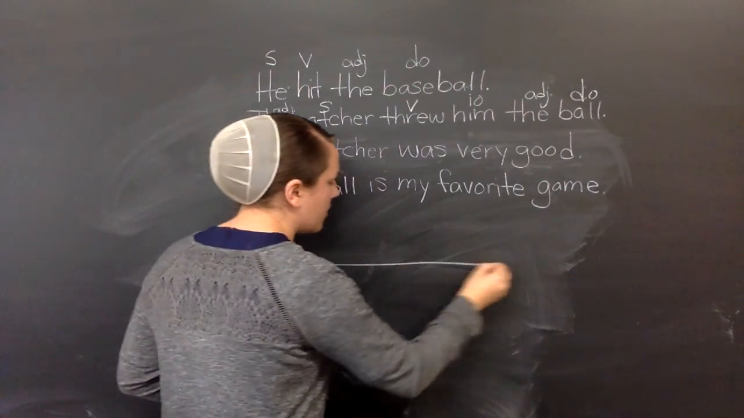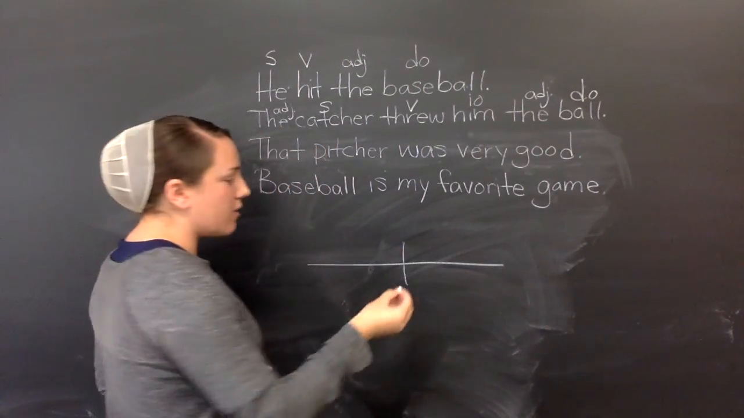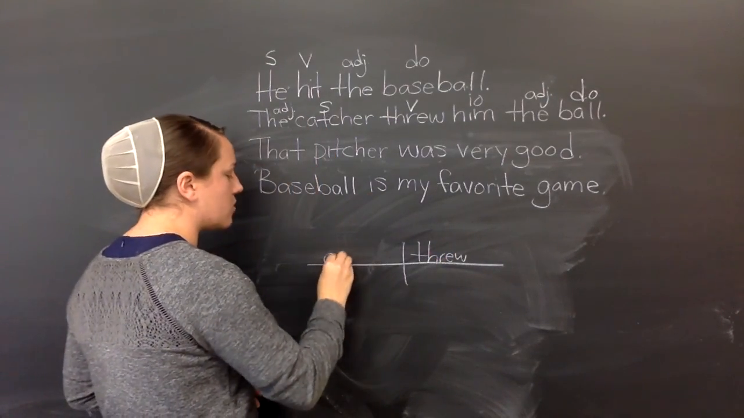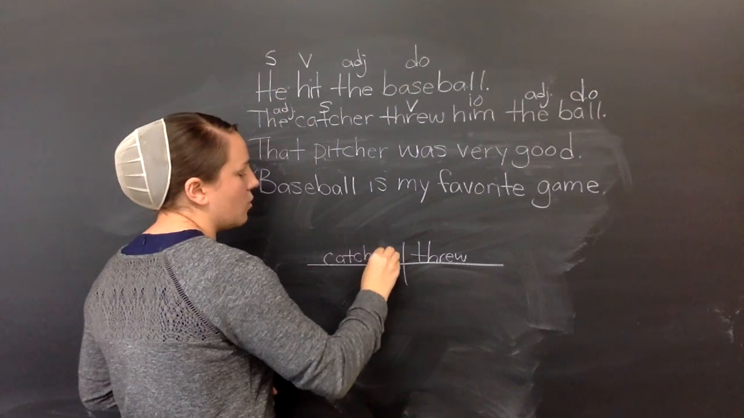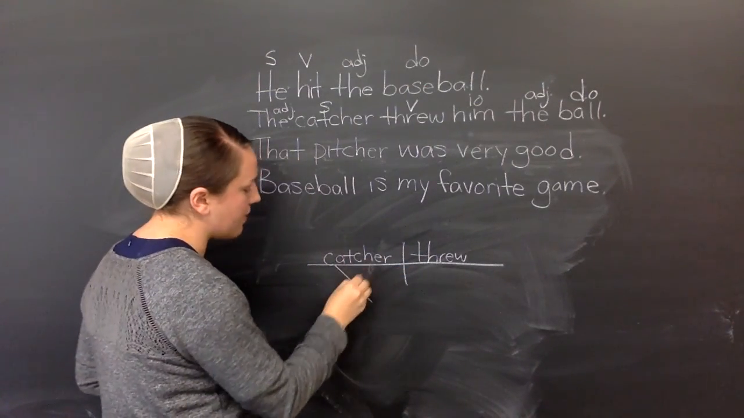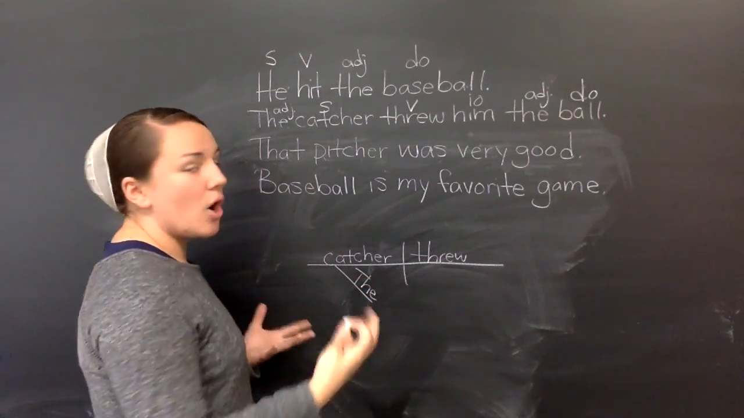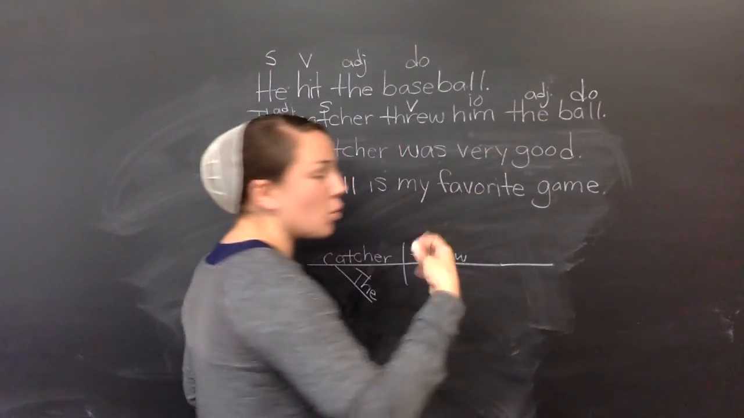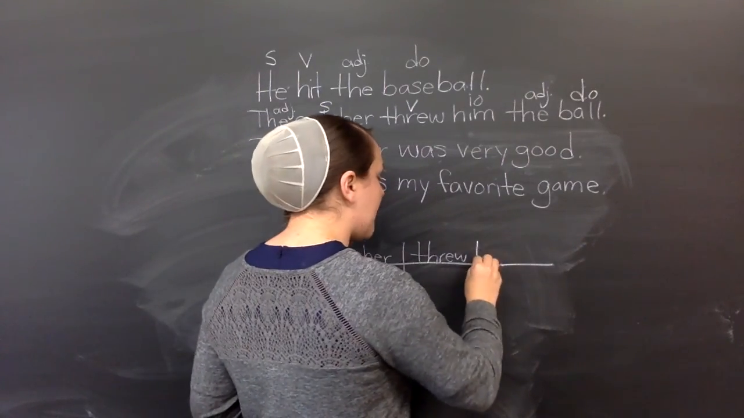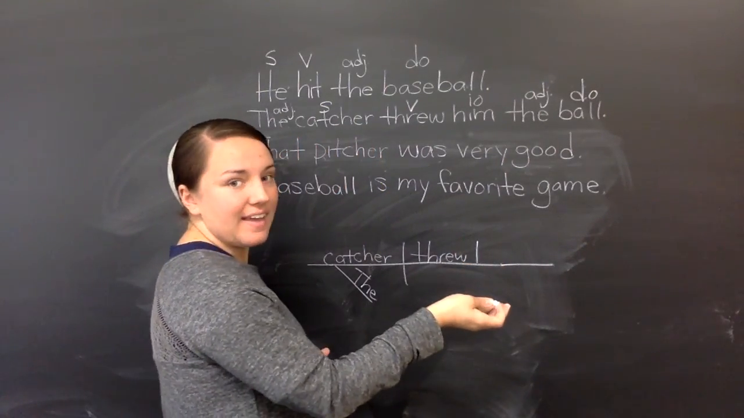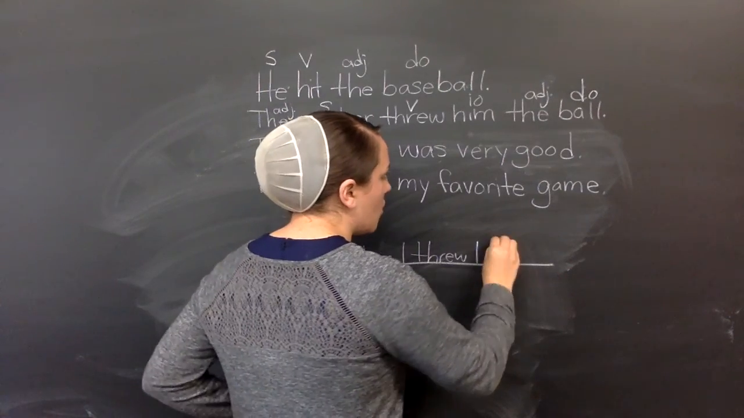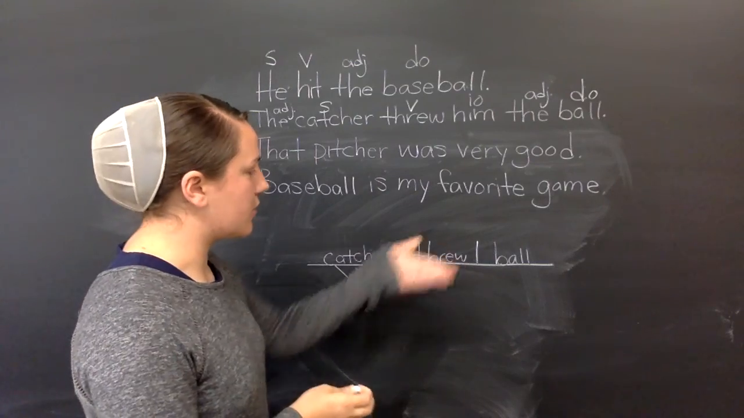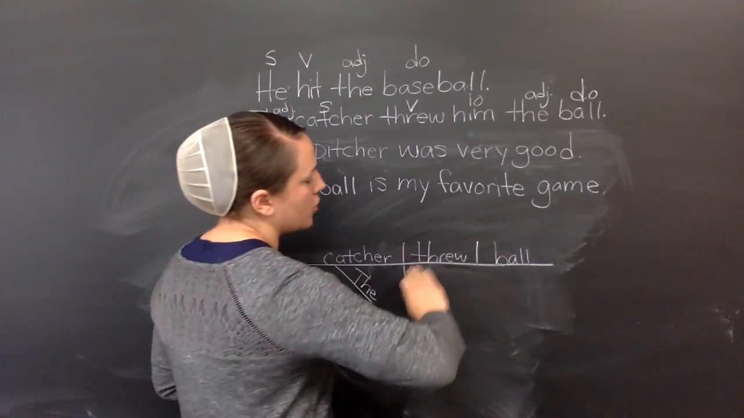So we have our verb, threw, goes to the right of our middle line here. Catcher, our subject, goes to the left. We have the as an adjective describing catcher. Now we know how to diagram ball because it's our direct object, and we just learned how to do that. Right after our action verb threw, after putting a vertical line there, we're going to write our word ball.